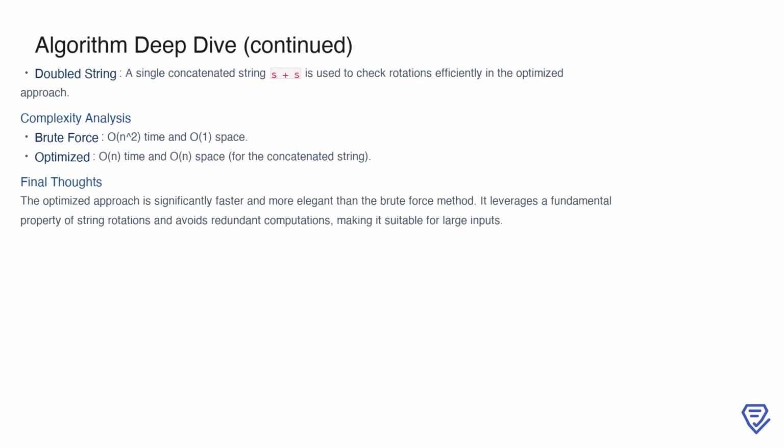The optimized approach reduces the time complexity to O(n) by using the in operator for substring checks, but it has a space complexity of O(n) for storing the concatenated string. Overall, the optimized method is more elegant and practical, especially for larger inputs. By leveraging the fundamental property of string rotations, it avoids unnecessary computations and provides a cleaner solution to the problem.